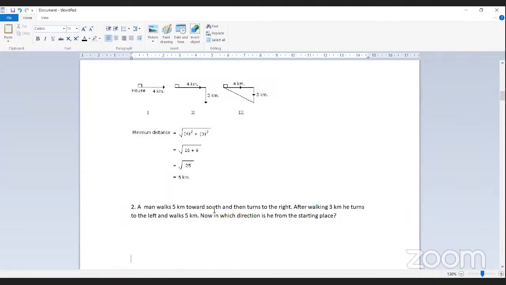Okay. A man walks 5 kilometers towards south and then turns to his right. After walking 3 kilometers, he turns to the left and walks 5 kilometers. Now, in which direction is he from the starting place? Try. South. Facing southward. Okay. Anybody else? North, ma'am. North.